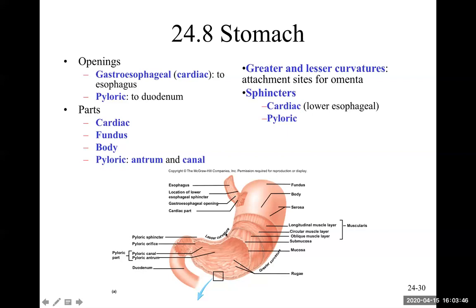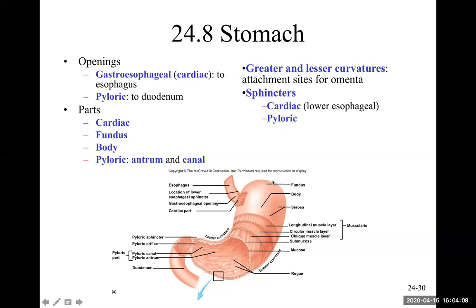The inside lining of the stomach right here, the smaller lining, is called the lesser curvature. The lesser curvature is connected to the lesser omentum, which is connected to the liver. So then the liver and the stomach are connected together.